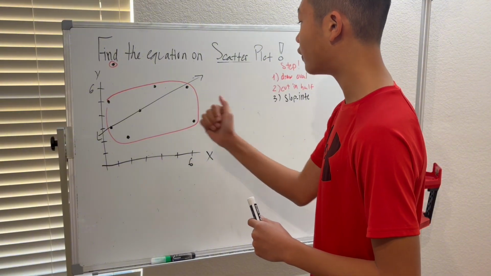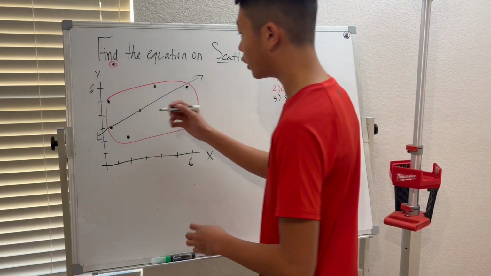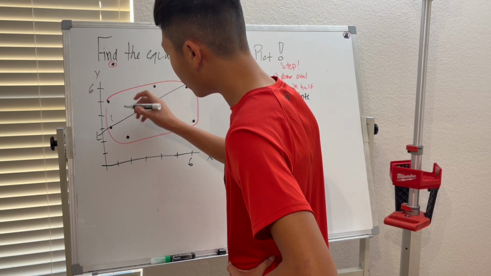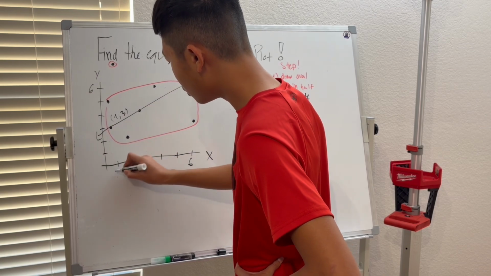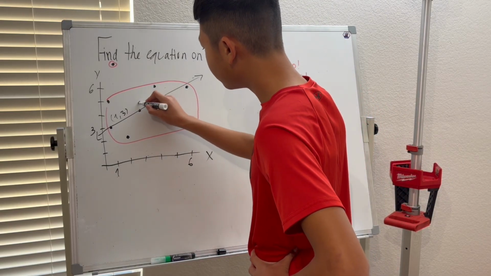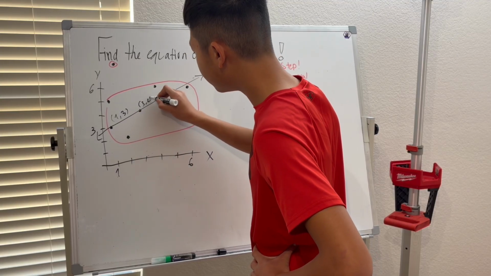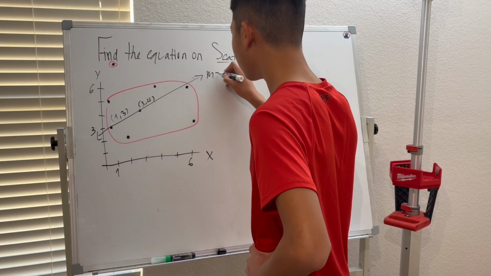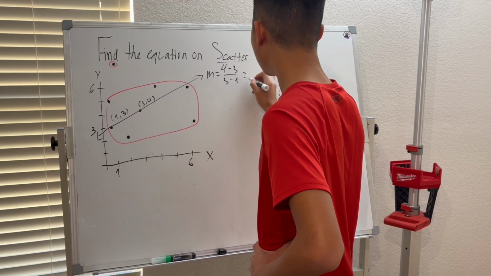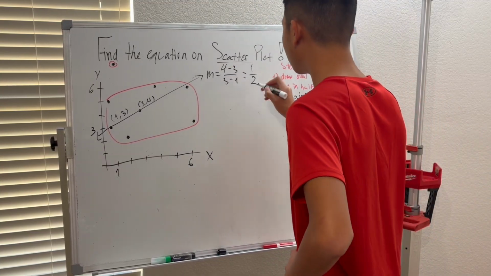Let's talk about how to find the slope. As you cut it in half, let's find the slope and the intercept form. You've done this a lot of times. The first point we have is (1, 3). Second point, let's use this one. We have (3, 4). So the slope is going to be 4 minus 3 over 3 minus 1. 4 minus 3 is 1, and 3 minus 1 is 2. So the slope is 1/2.